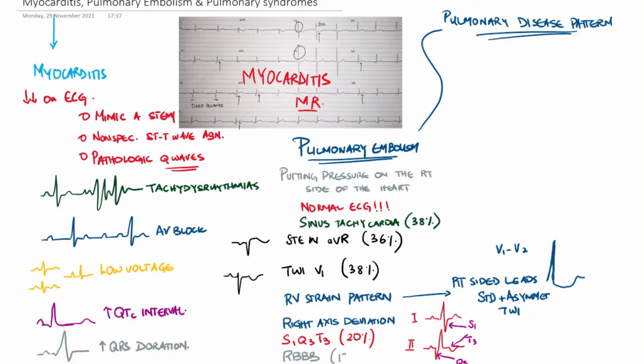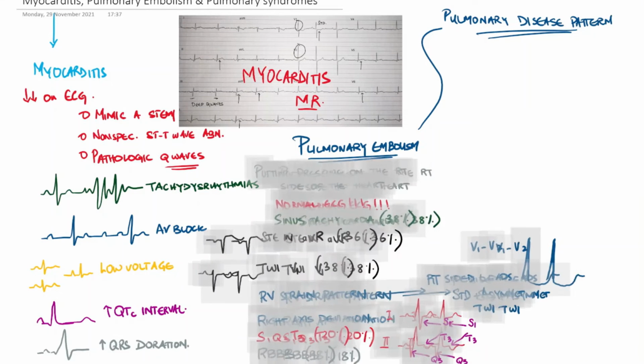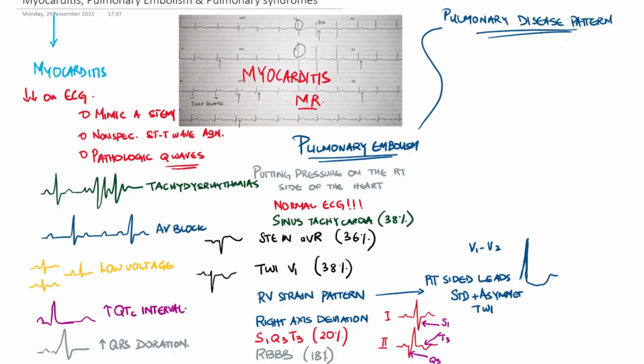Again, you can also see complete or incomplete right bundle branch block in patients with pulmonary embolism, and that was present in 18% of cases. One more thing I'd like to point out over here. A study by Kosuke et al. in 2007 showed that 88% of patients with pulmonary embolism had a combination of findings of V1 T-wave inversion and lead 3 T-wave inversion.